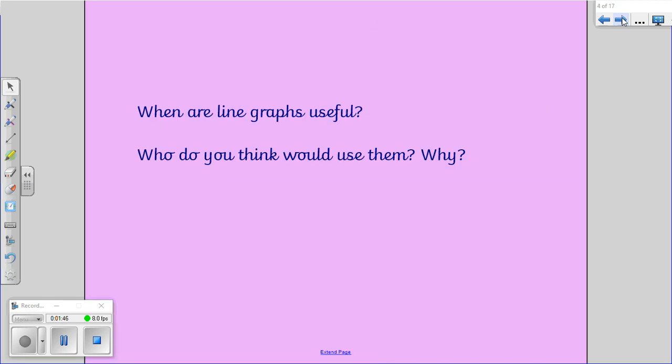So today I said we were starting to look at line graphs, drawing and reading them. But let's have a think about when are line graphs useful and who do you think would use them and why? So have a think about when you've seen a line graph. What was it used for? So pause the video, have a little bit of a think about when are line graphs useful.